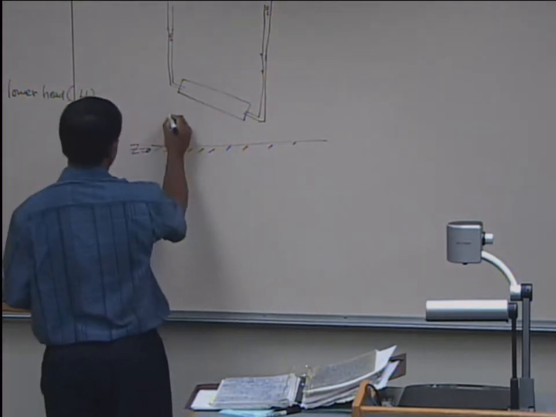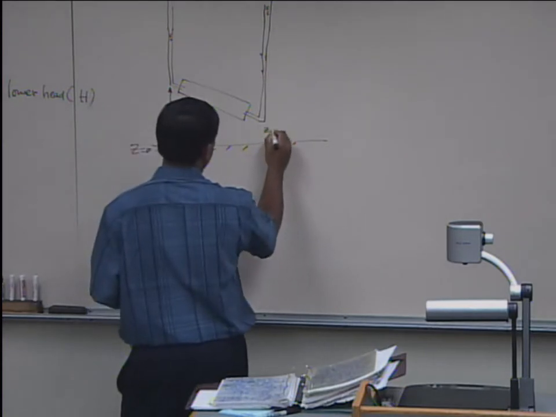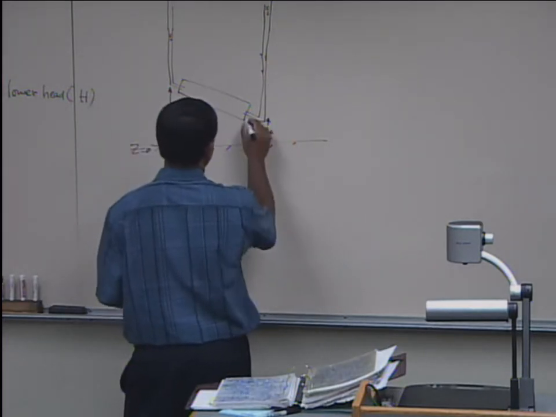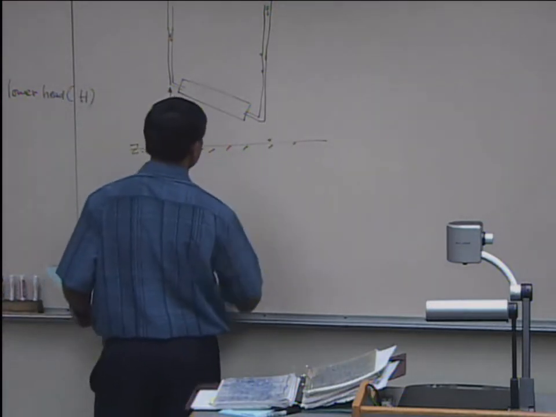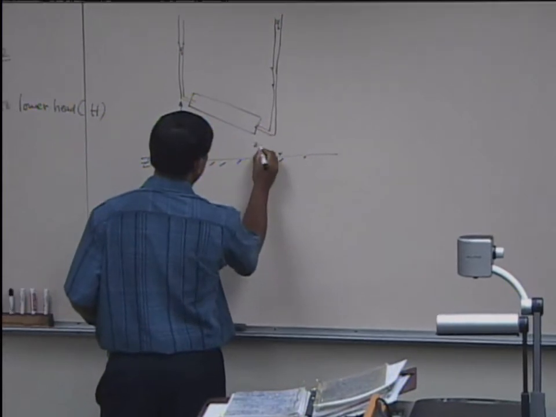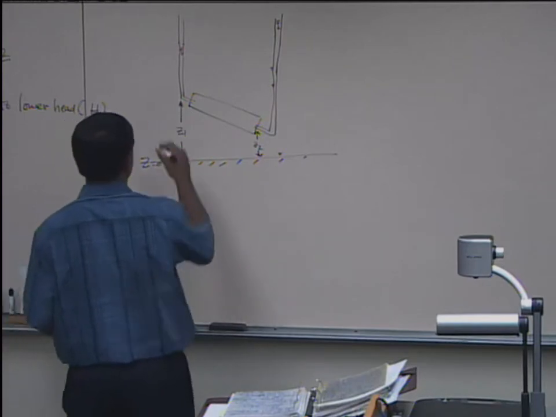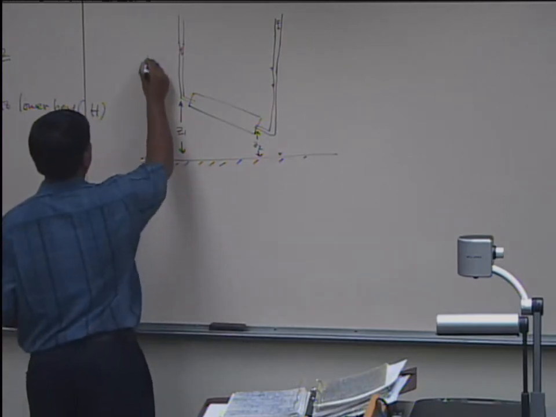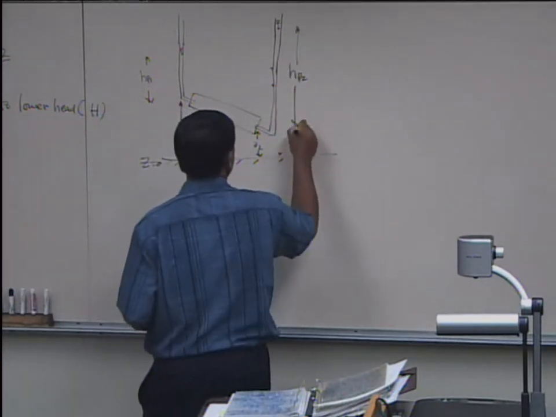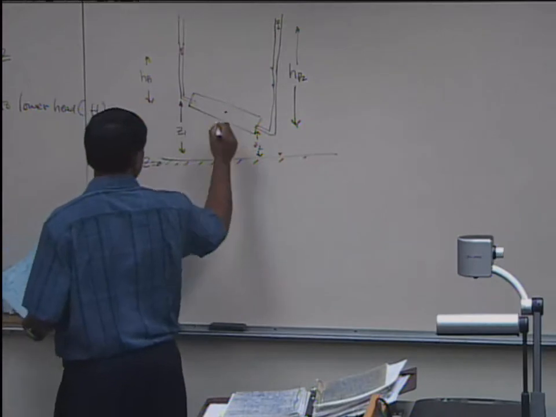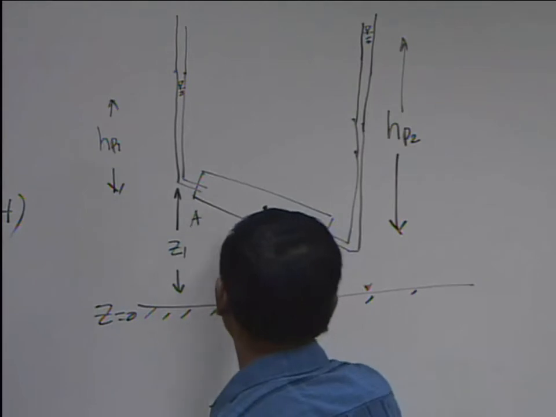Okay. So this is my Z1. Z2 will be this point. And then you have HP1, HP2. Okay. Now, if I ran an experiment in this water column, and this is my AB point.